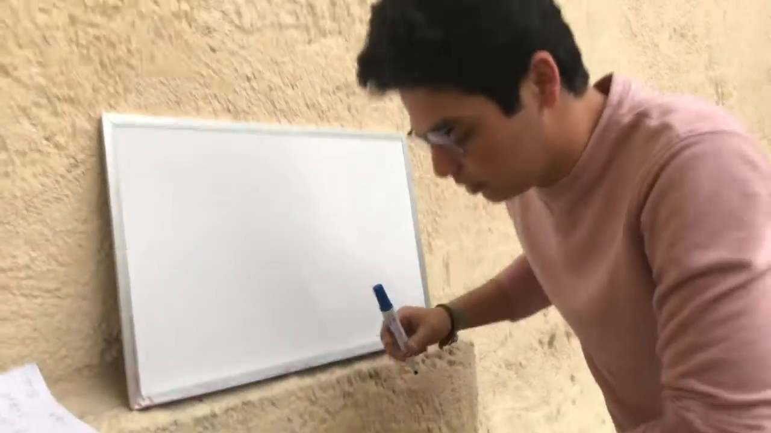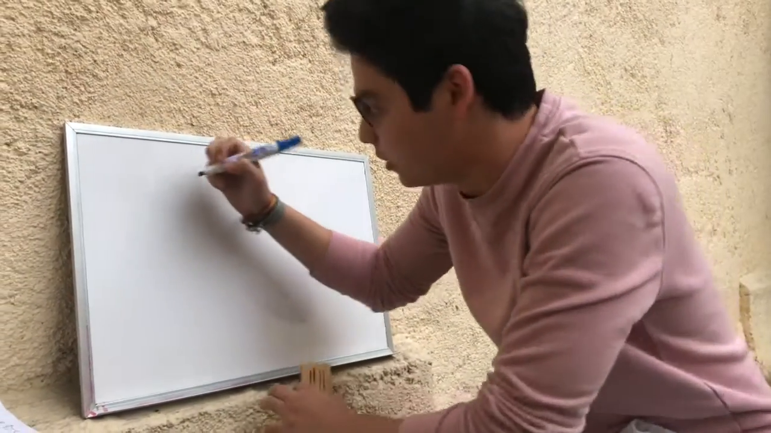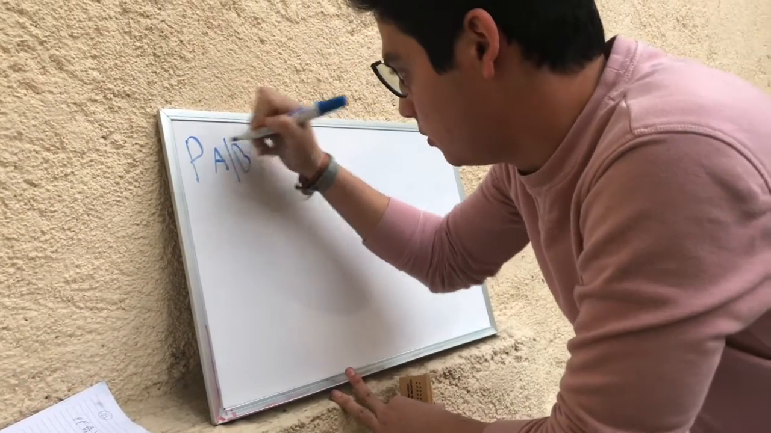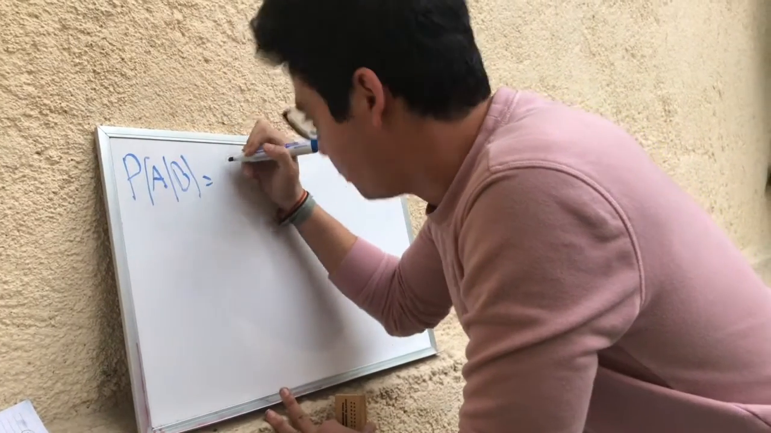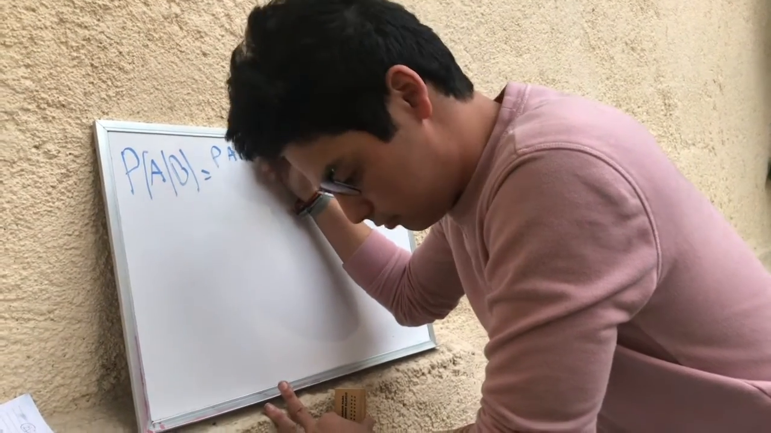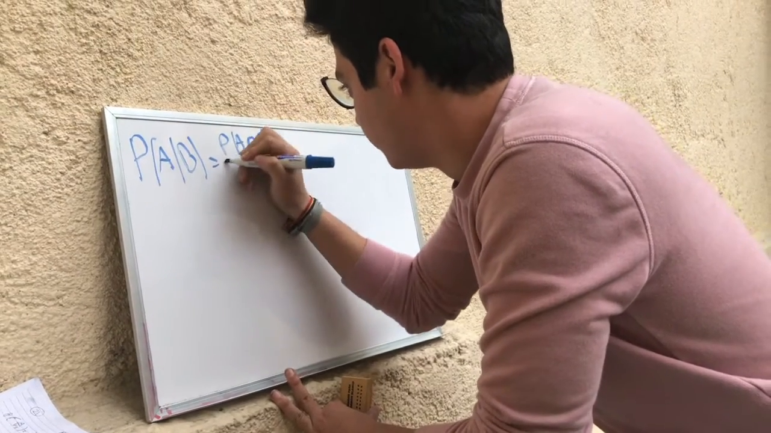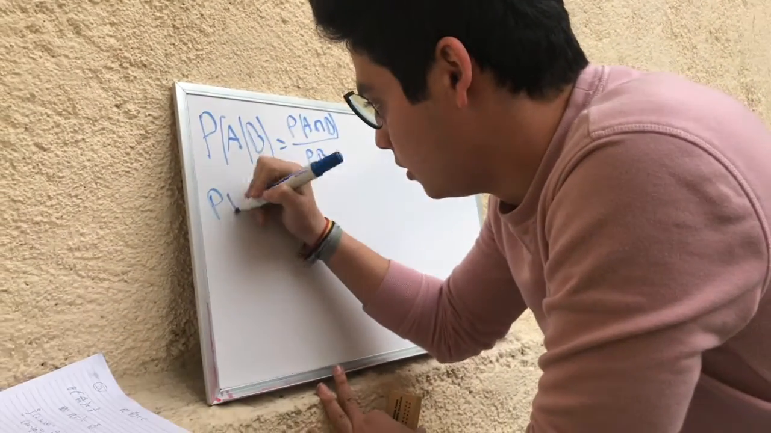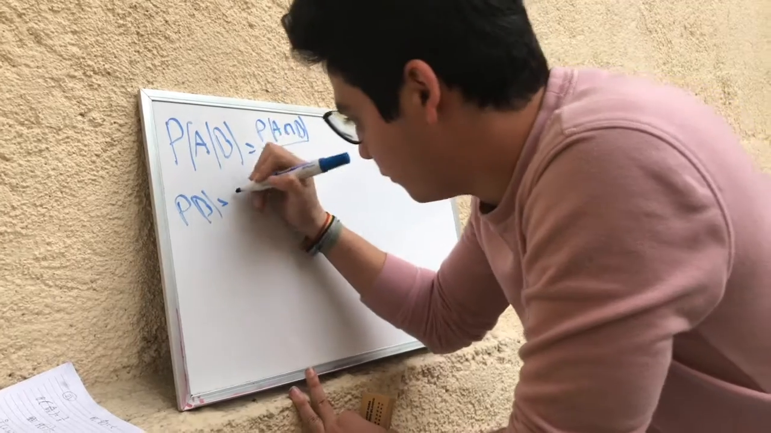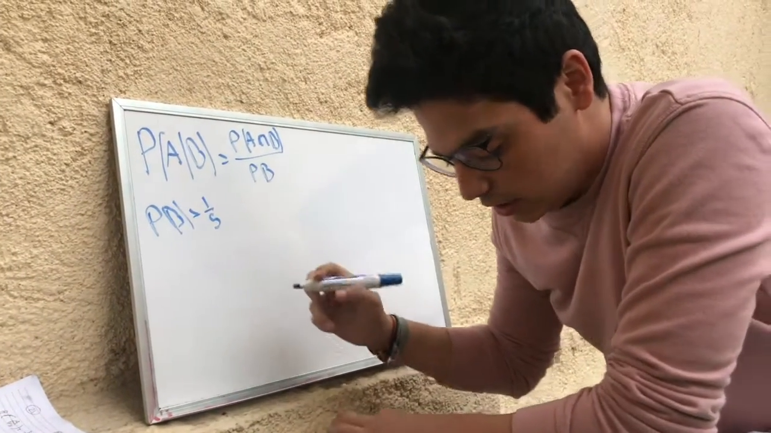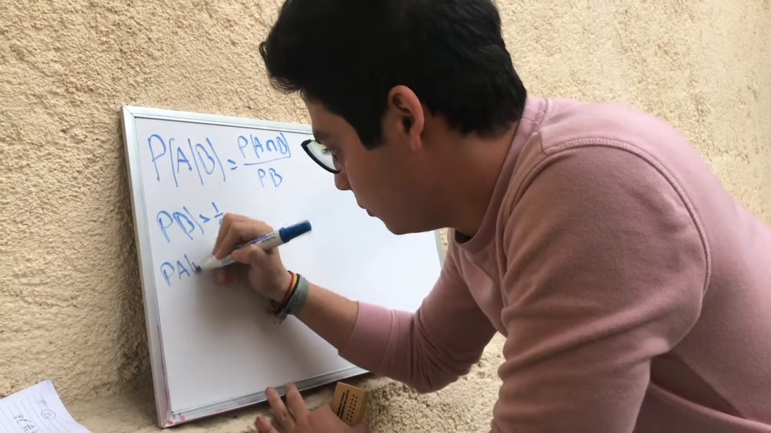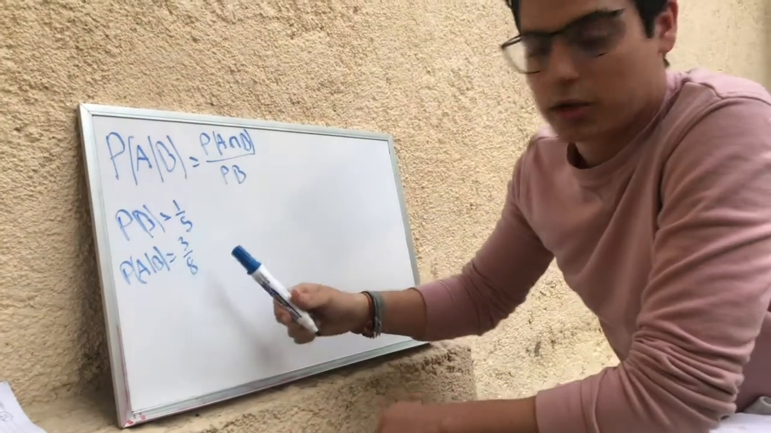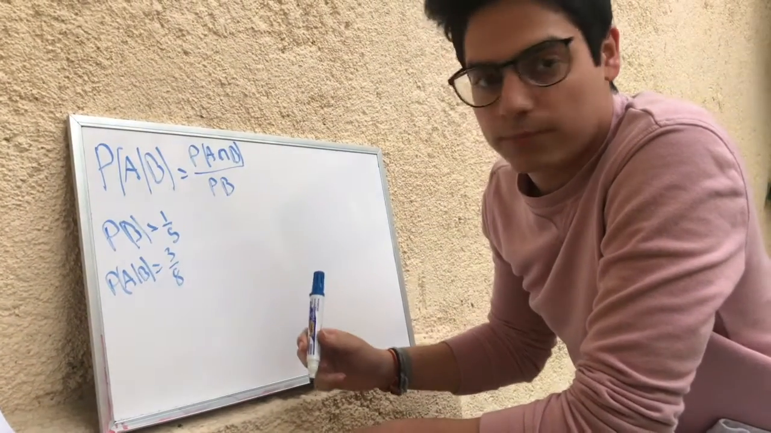It's asking us to find the probability of A and B, and this is the formula we're going to be using: P of A given B equals probability of A and B divided by probability of B. In the problem it tells us the probability of B equals 1/5, and it also tells us that the probability of A given B equals 3/8.